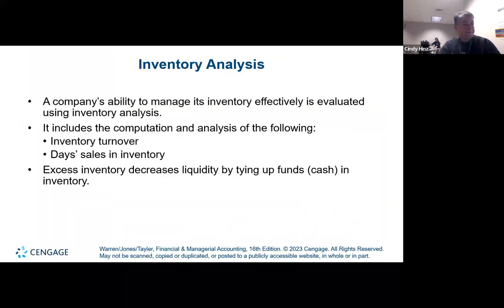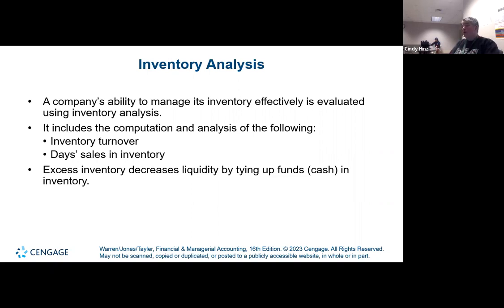exercise 7. And exercise 7 deals with inventory analysis. So this is information that we covered back in chapter 6 on inventories. At the time, we talked about the importance of managing our inventory so that we have enough inventory to meet customer demand, but we don't have so much inventory that it is going stale, going out of fashion.